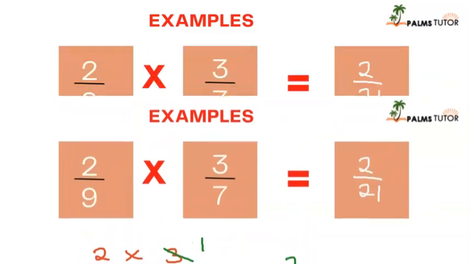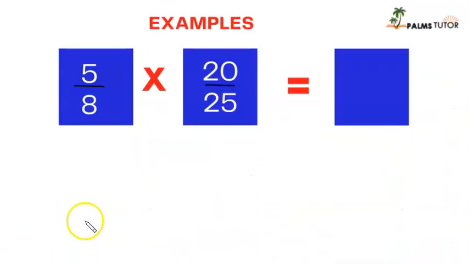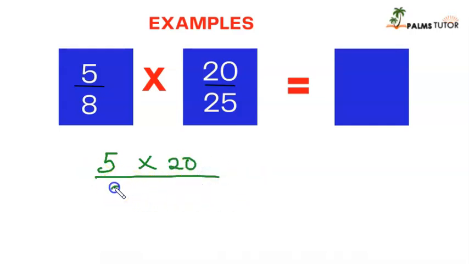Here we go. So let's write out our numerators. So we have 5 times 20 over 8 times 25, and let's see if we can simplify anything. I can already see this is possible. 20 and 25, I think they have common factors. So 5 can go into 20 in 4 places, and 5 will divide 25 in 5 places.